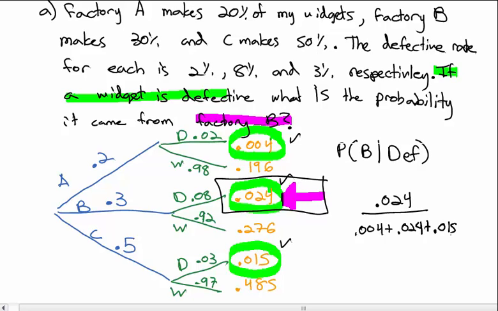And you might want to do that on your calculator. 0.004 plus 0.024 plus 0.015. We end up with 0.043. So the numerator 0.024 divided by 0.043, the probability is 0.5581. About a 56% probability that if we have a defective part, it came from factory B. That's Bayes' theorem. We didn't have the B given defective. We had the defective given B, but not the B given defective. So we used the tree diagram to help us.